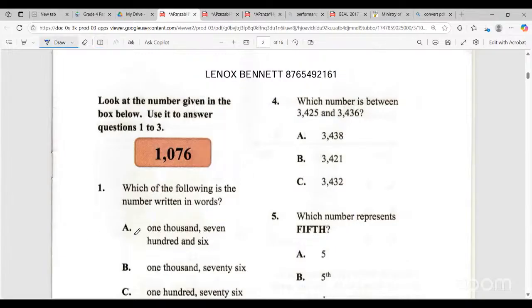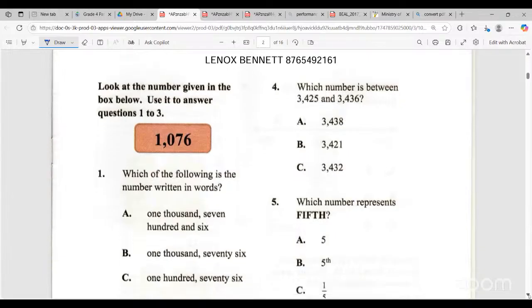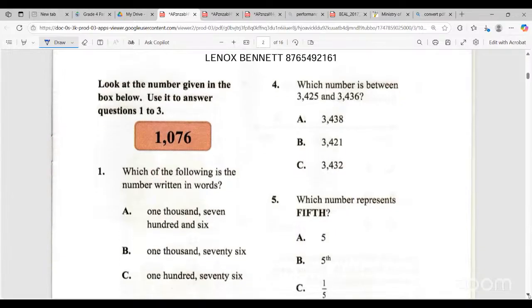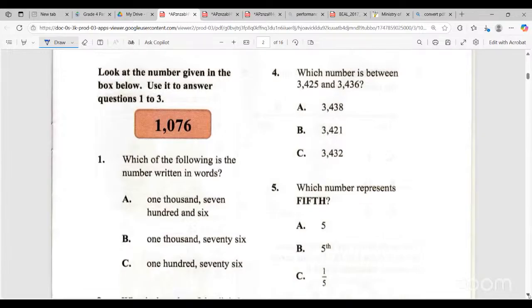All right. It said, look at the number given in the box below. Use it to answer items, question 1 to 3. So you're gonna use it for 1 to 3. Which of the following is a number written in words? Is it A, 1706? B, 1076, or C, 176 for the last one. Sorry.